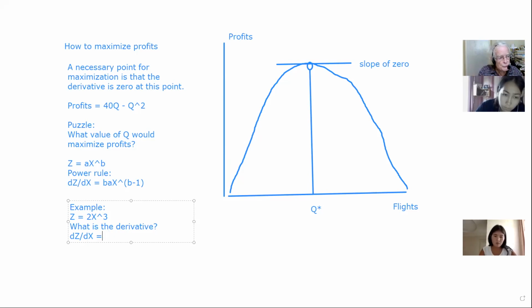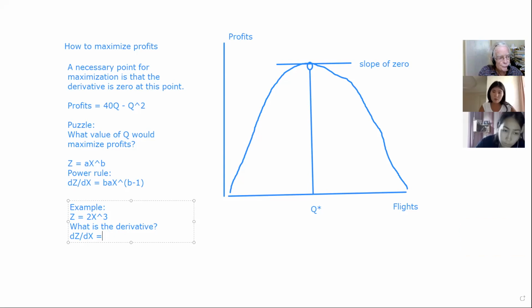Well, let's see. In this case, A is 2, and then B is equal to 3 in this case. And then finally, x now has the power of 3 minus 1, or 2. So there is our derivative.